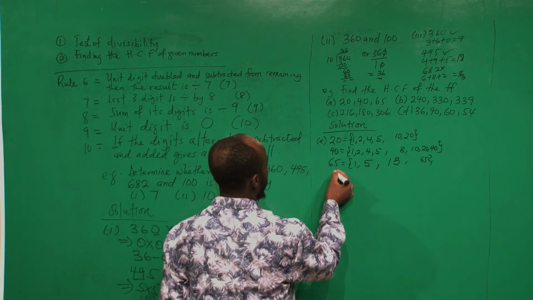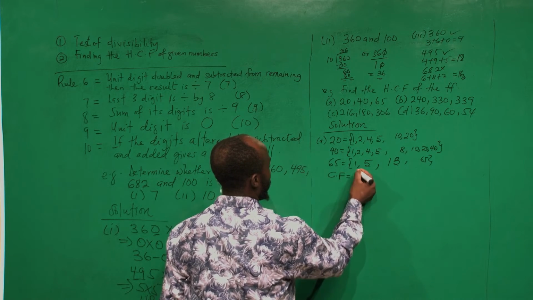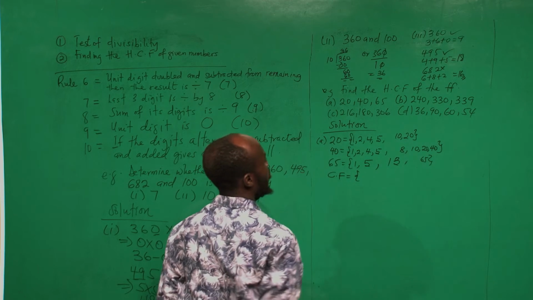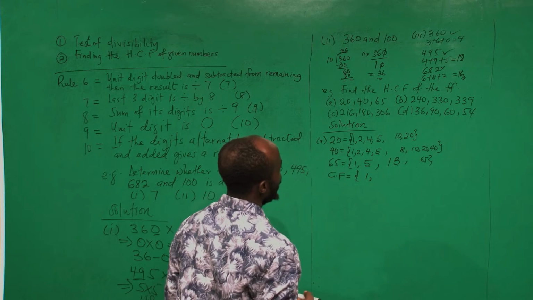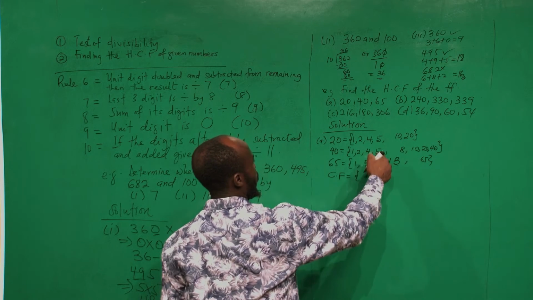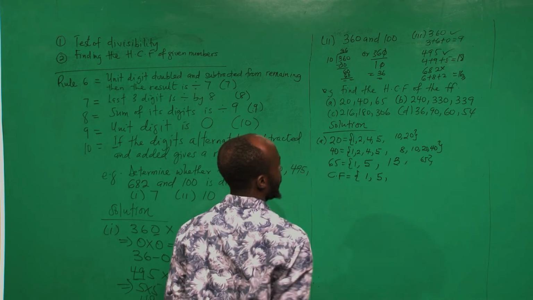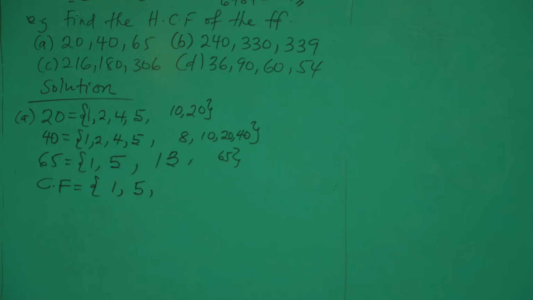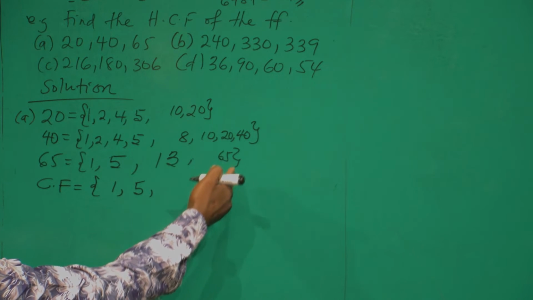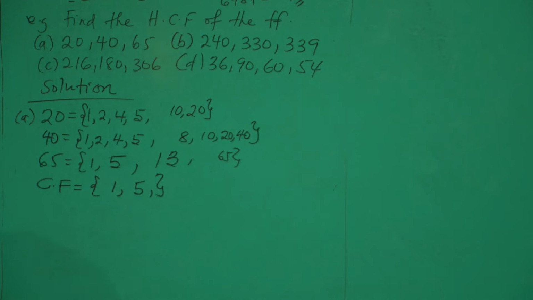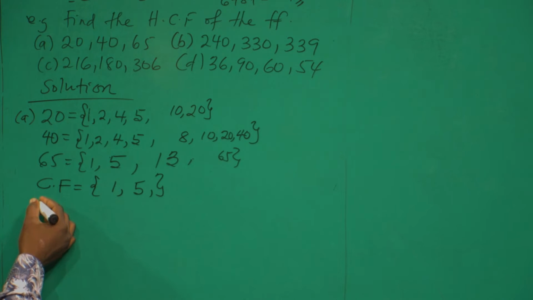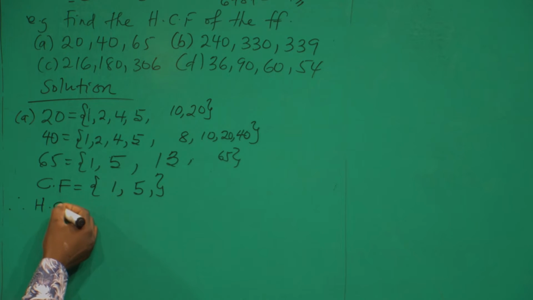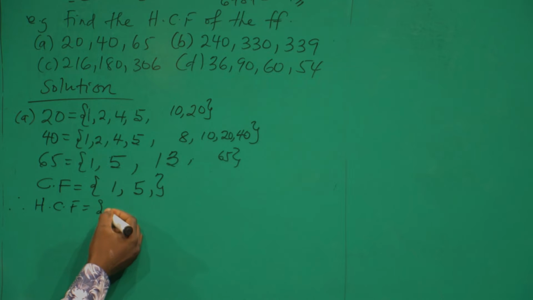So from there, we are asked to find the common factors. Which factors are common to all? We have 1 here, 1 is here. So 1. 2 is not common to all. 5 is common. So 5 is also common. Then, looking at this, there is no number which is common again. So that is it. From the common factors, you choose the highest. So you just write therefore your HCF is 5.